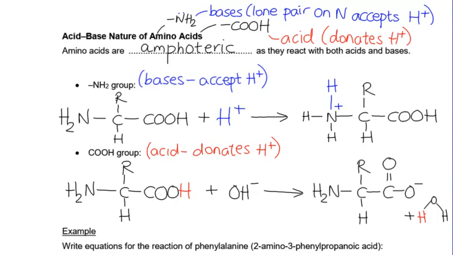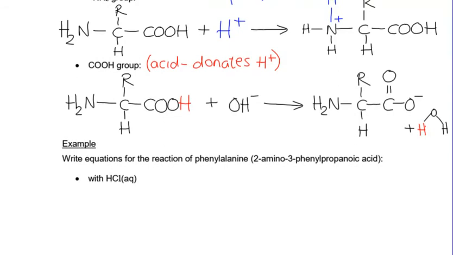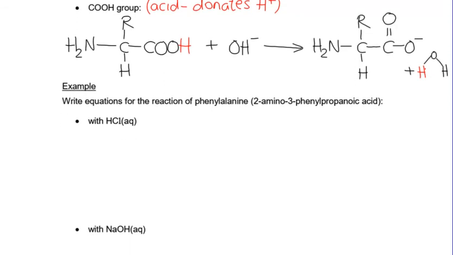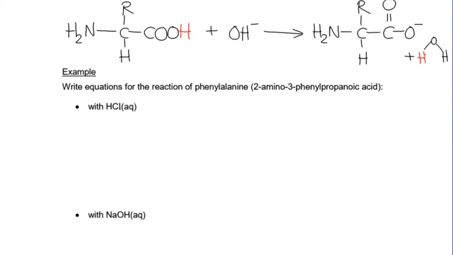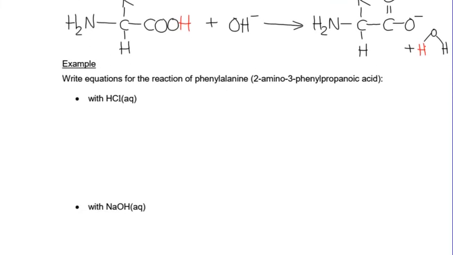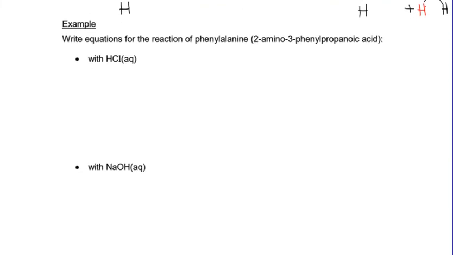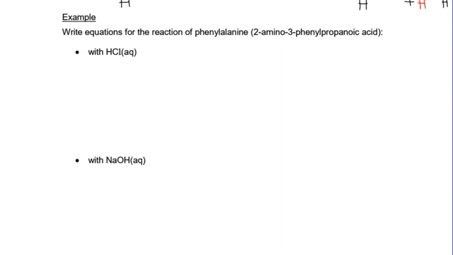Have a go at these two examples of a reaction, and this time there is a counter ion. So there is a chloride ion and there is a sodium ion in these two equations. So using phenylalanine, I'm going to pause the video, you pause it and see if you can do it yourself. Reactions with hydrochloric acid and sodium hydroxide.